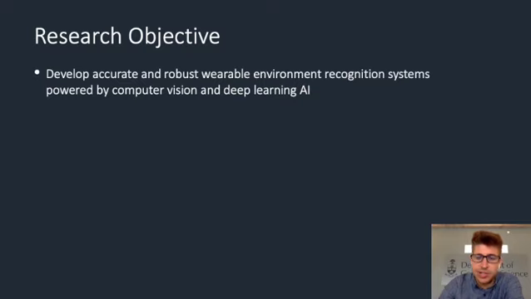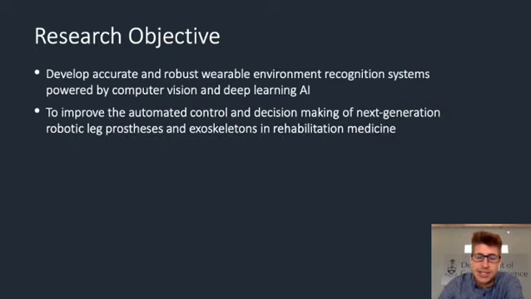So our research objective over the years has been to develop accurate and robust environment recognition systems powered by computer vision and deep learning AI. And this is intended to improve the automated control and decision-making of next-generation robotic leg prosthetics and exoskeletons in rehabilitation medicine.